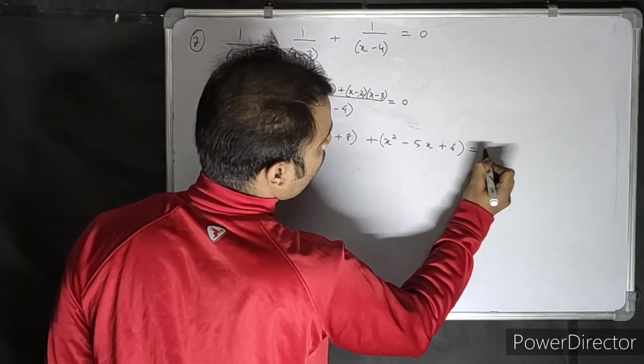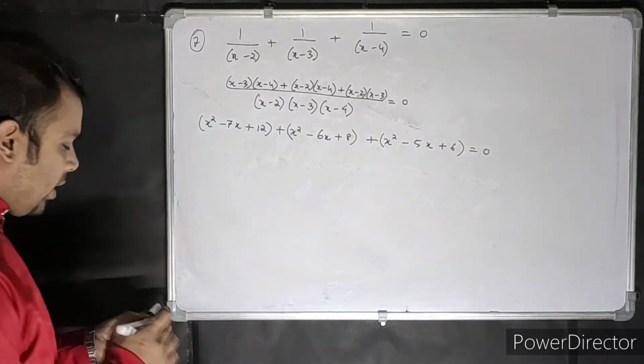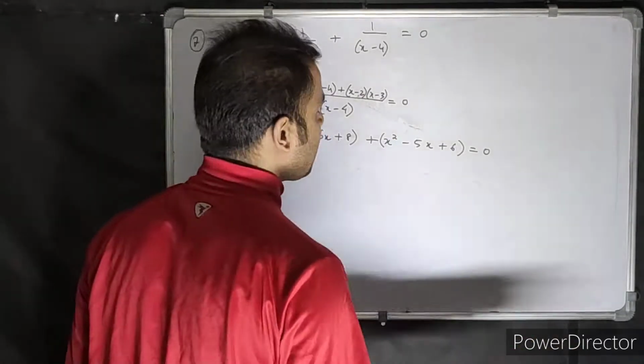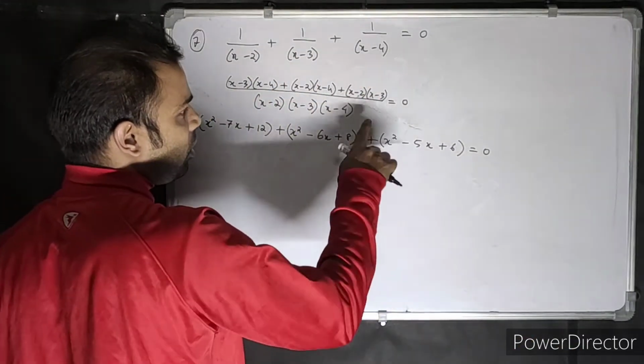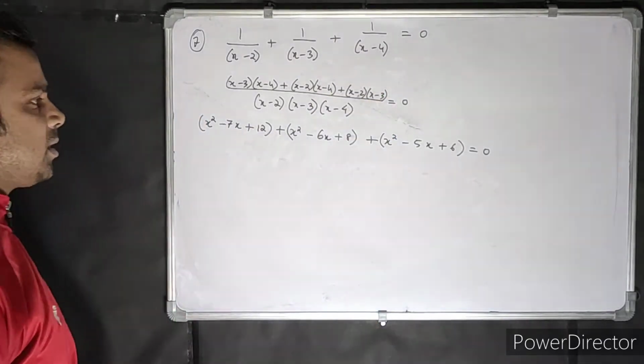Check it out. Whole thing equals 0. Look, let's calculate once again. If you want, you can split and calculate. Okay, I'm not going to do that. It takes a lot of time. X square, 3x, 2x, 5x and 6.